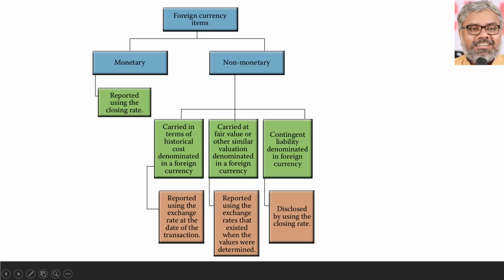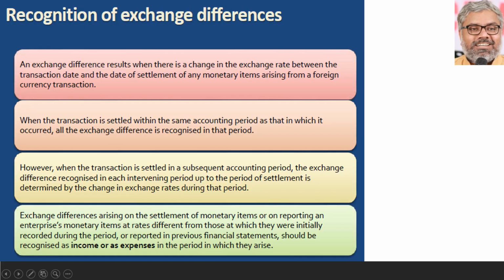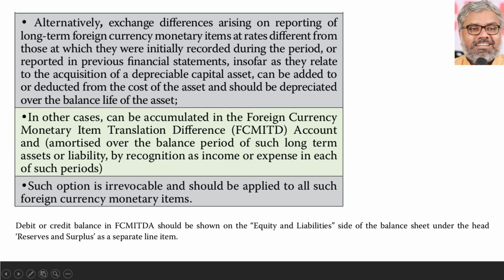Normally speaking, that difference will be either debited to or credited to the profit and loss account as income or expenditure, as the case may be. But in some cases, if such liability has been incurred for the purpose of acquiring any depreciable asset, then the difference arising because the exchange rates are completely different from the date of transaction and the date of reporting of the balance sheet can be added to or deducted from the cost of the asset itself.